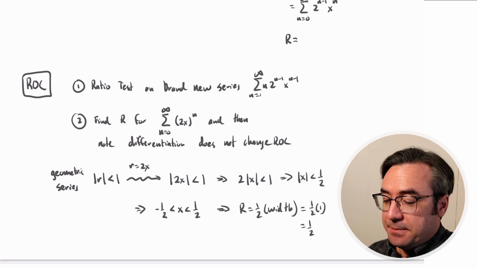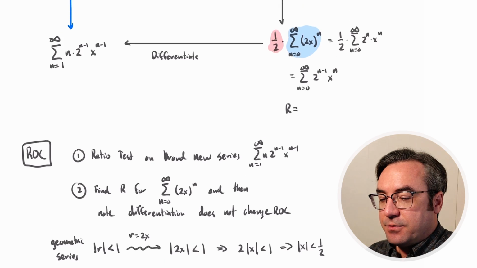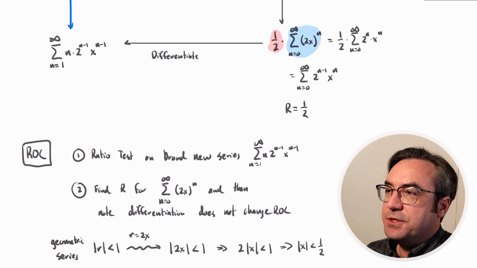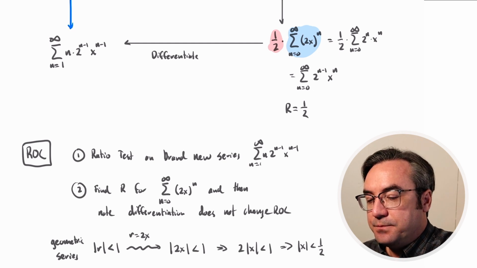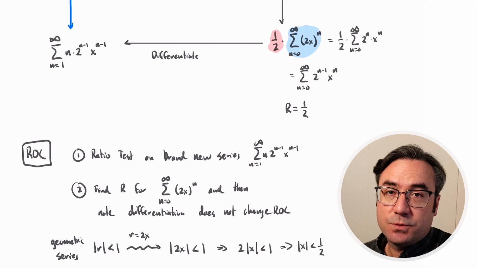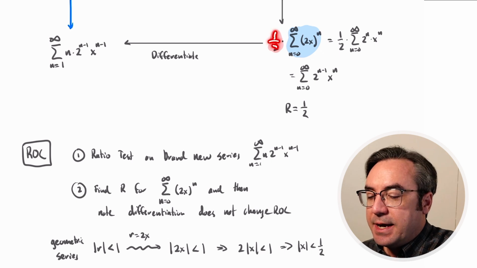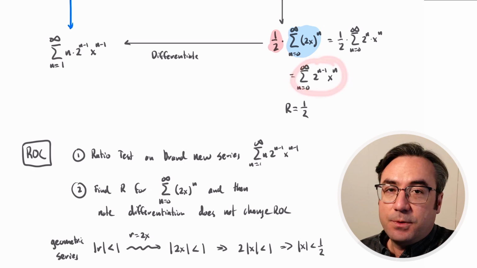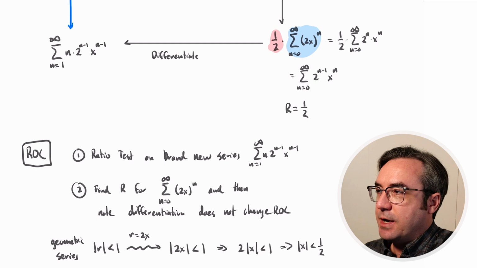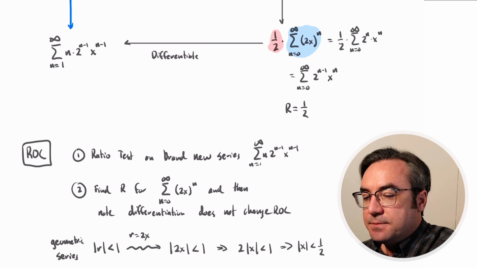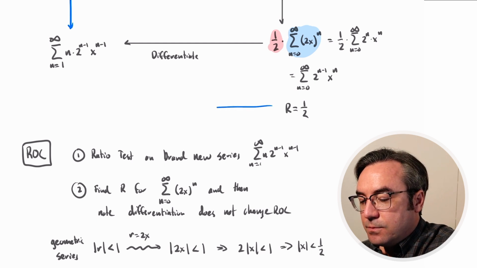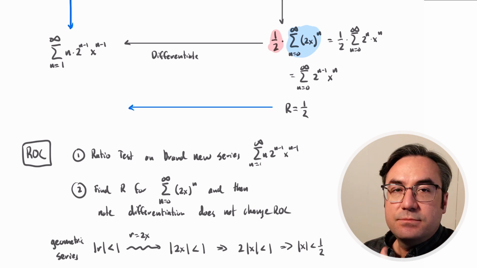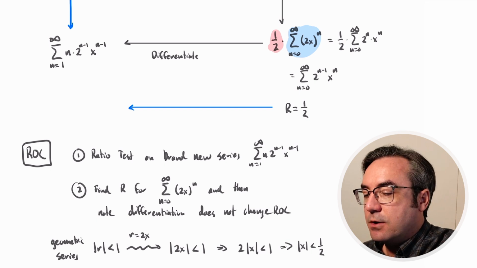All right, so that's it. We've got the radius of convergence for the power series we started with. The radius of convergence for this one was 1/2. Multiplying by a constant doesn't change the radius of convergence. So this one also had a radius of convergence of 1/2. And we're just going to note that differentiation doesn't change the radius of convergence.